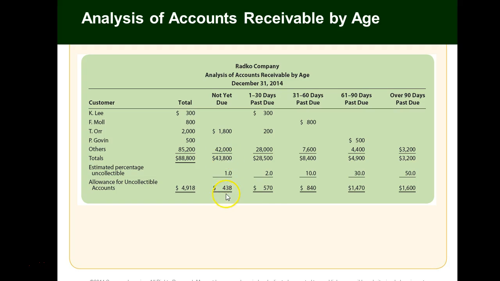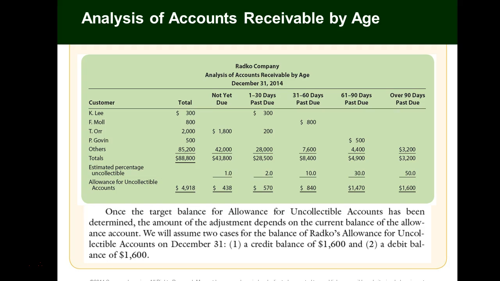So if we add up the $438 and the $570 and the $840, $1,470 and the $1,600, we've got about exactly $4,918 that we should show as our balance in the allowance for doubtful accounts. This should be our balance that we have determined should be sitting in there. Once the target balance for the allowance for uncollectible accounts has been determined, the amount of the adjustment depends on the current balance sitting in that allowance for doubtful accounts.